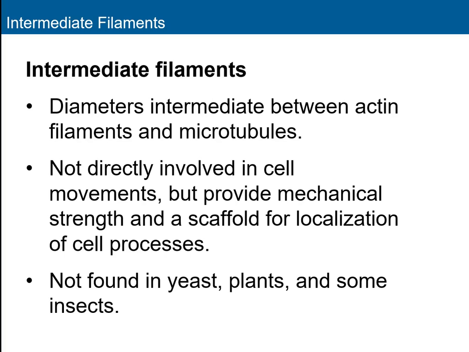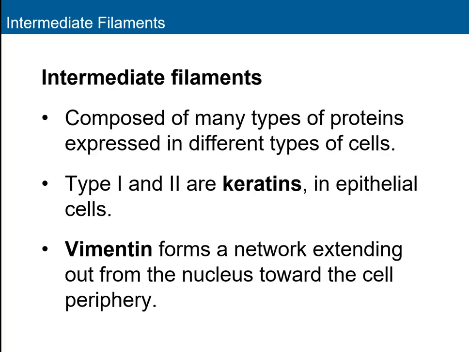You don't see intermediate filaments in yeast, plants, and even some insects don't have intermediate filaments in their cytoskeleton. So the cytoskeleton would just be actin and microtubules. These guys are composed of many different types of proteins. When we talked about actin and microtubules, actin filaments were composed of actin, our actin cytoskeleton composed of actin, microtubules composed of tubulin. Here, the intermediate filaments are composed of many different types of proteins.